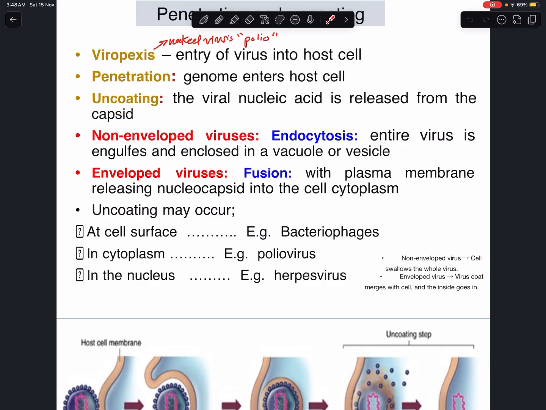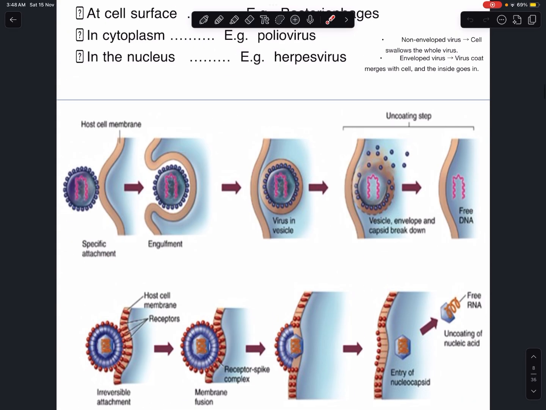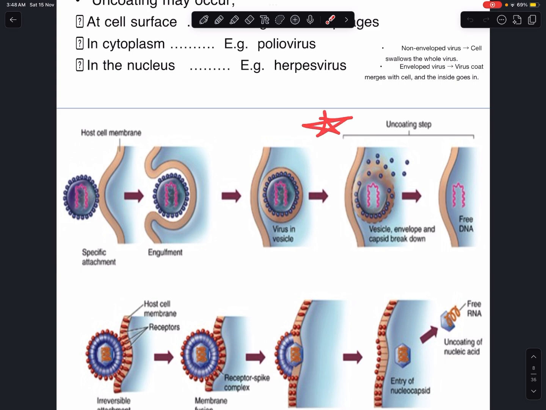The uncoating could be in non-enveloped viruses and enveloped viruses. At the cell surface, for bacteriophages. At the cytoplasm, for polio. At the nucleus, herpes virus. Here you can revise also after you finish.